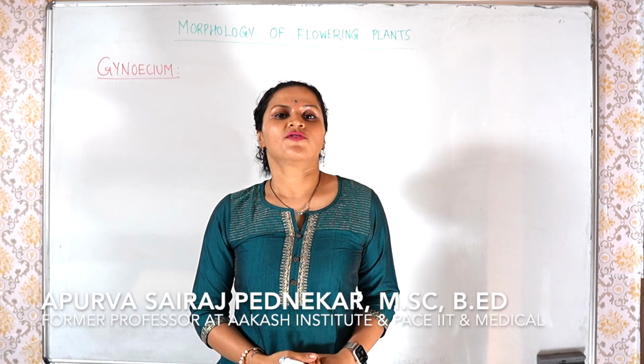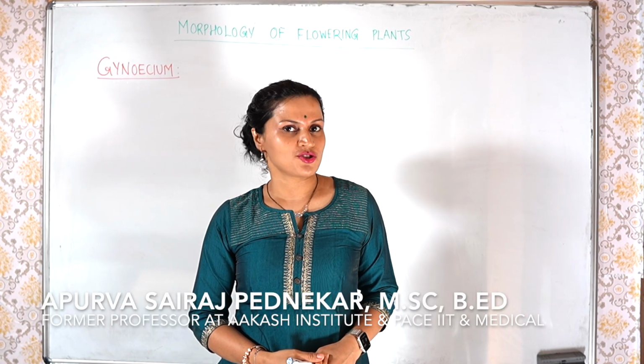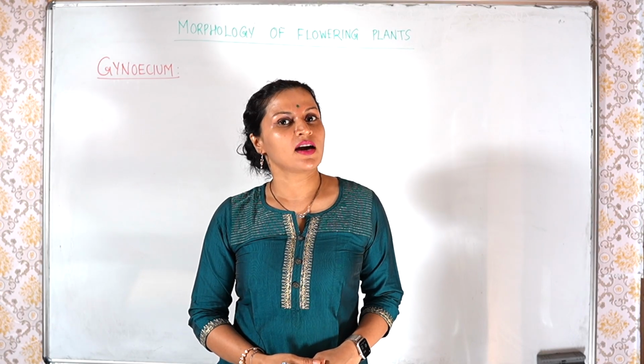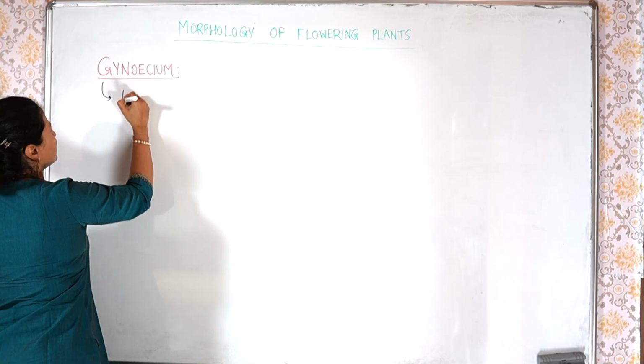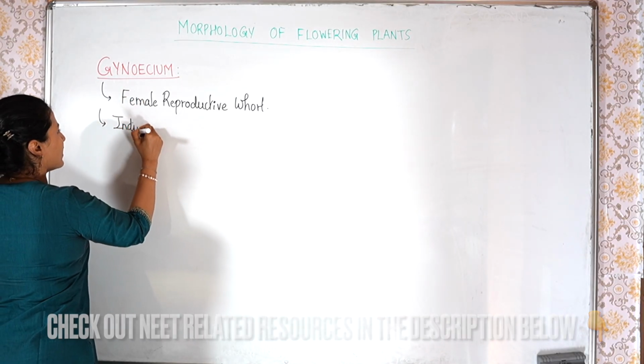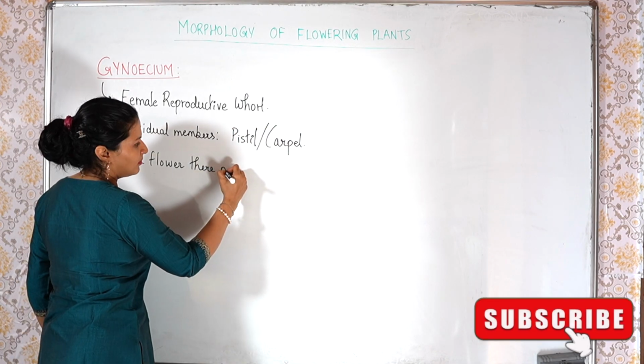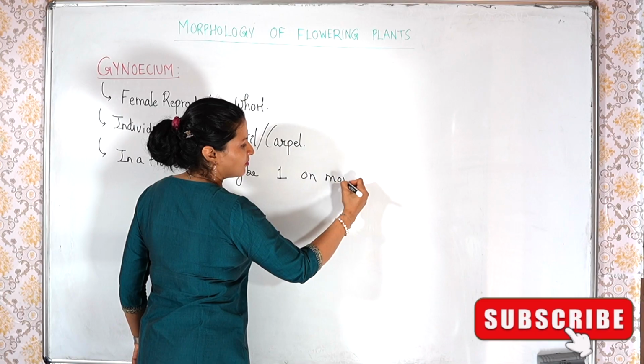Dear students, in morphology of flower, we have completed with the calyx, corolla and the androecium. In this lecture, we will look at the gynoecium. Gynoecium is said to be the female reproductive whorl. Individual members of this whorl are known as pistils or carpels. In a flower, there may be one or more than one carpels.